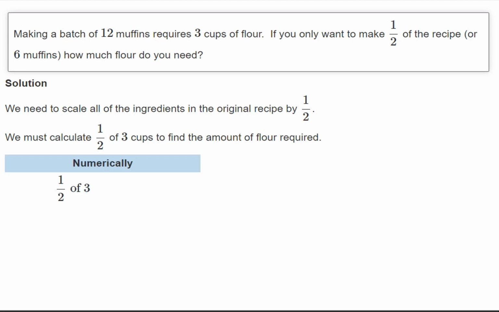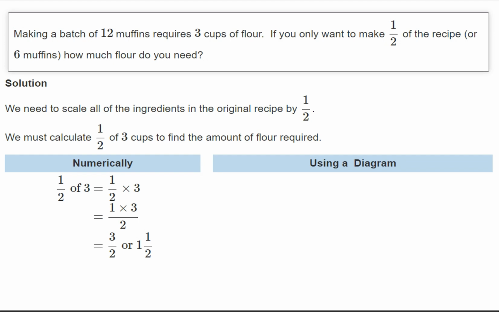First, we can solve this problem numerically because we know that 1/2 of 3 is equal to 1/2 times 3. Using our strategies that we learned in a previous lesson, 1/2 times 3 is equal to 1 times 3 all over 2, which is equal to 3 over 2, or 1.5.